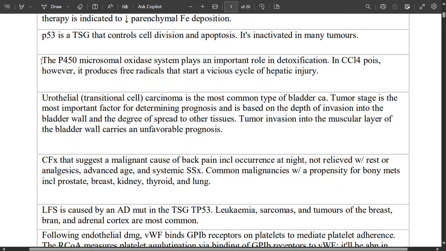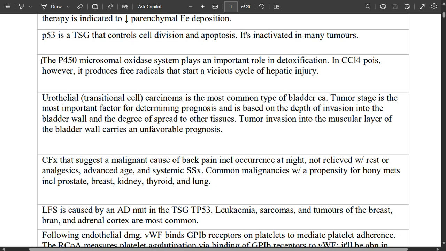Now the next point is about the P450 microsomal oxidase system. P450 is one of the cytochrome oxidase systems. Cytochrome P450 is present in the liver, which helps in biometabolism, the biochemical changes that take place in a drug when we take any drugs. The P450 microsomal oxidase system plays an important role in detoxification in CCl4 poisoning.